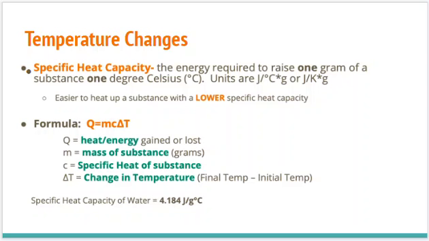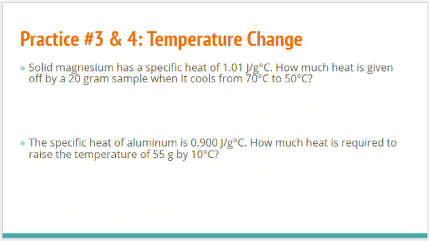M is the mass of the substance in grams, so that gram will cancel out. C is the specific heat of the substance. Please be careful: C is the specific heat, and degree C is Celsius. And then delta T is the change in temperature, so final temperature minus initial temperature. And just to give you an example of a specific heat value, here is water: 4.184 joules per gram Celsius.